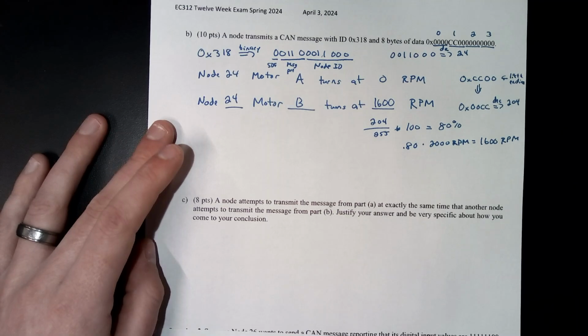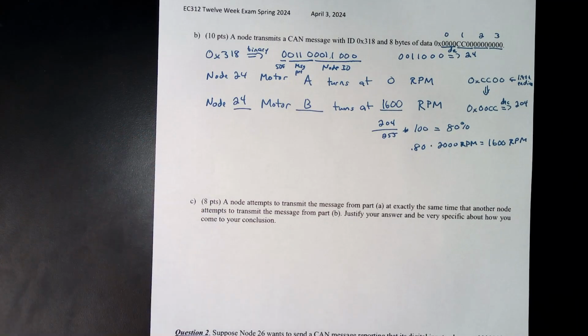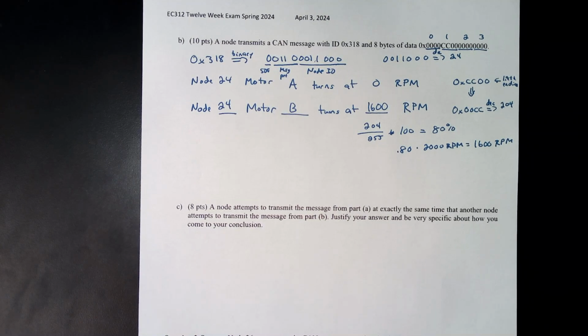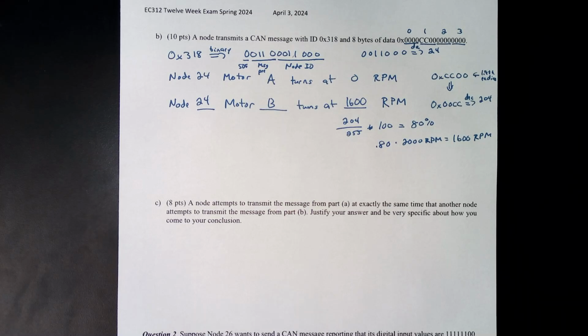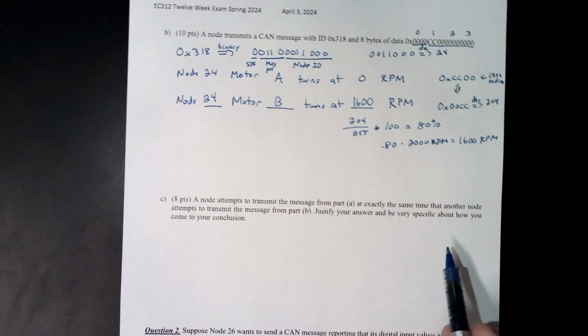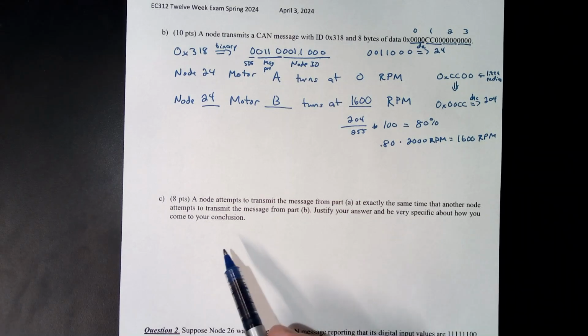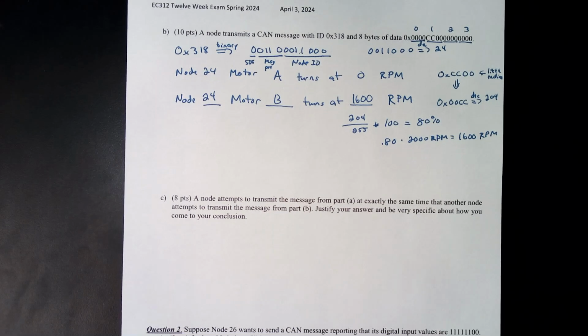The last part here: a node attempts to transmit a message from part A at exactly the same time as another node attempts to transmit the message from part B. Justify your answer and be specific about how you came to your conclusion. So I think what this is asking, there's no actual question here, is who gets to win, right? What happens when this occurs?